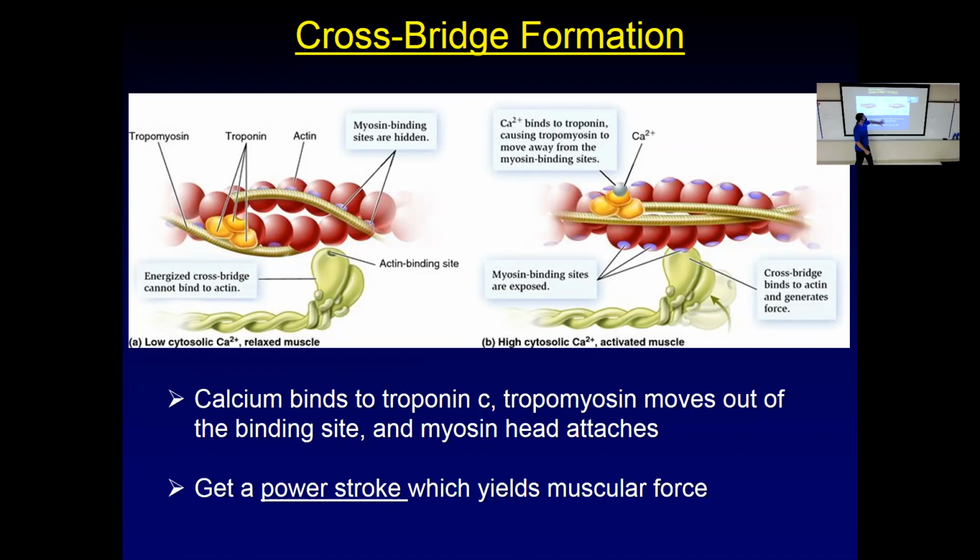This is the whole ballgame. When the head tilts and pulls on the actin, we call that a power stroke, okay? The power stroke yields force. It yields movement, right?